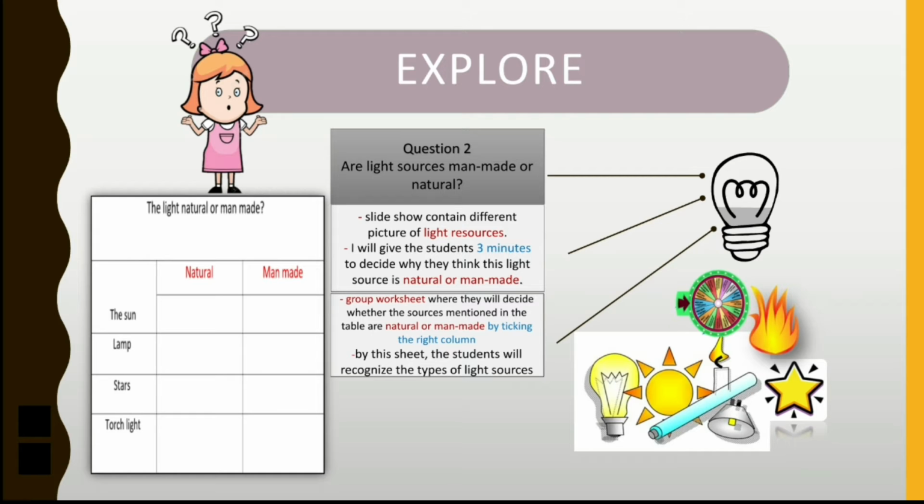So, what you will do is put a tick on the right column. In this activity, you must read the 4 sources that I put. Read them carefully and then define if it's a natural source or a man-made source.